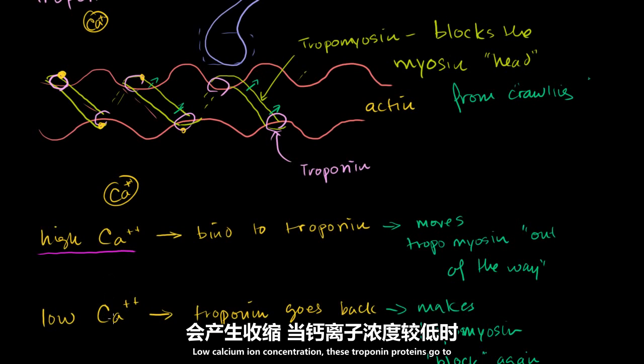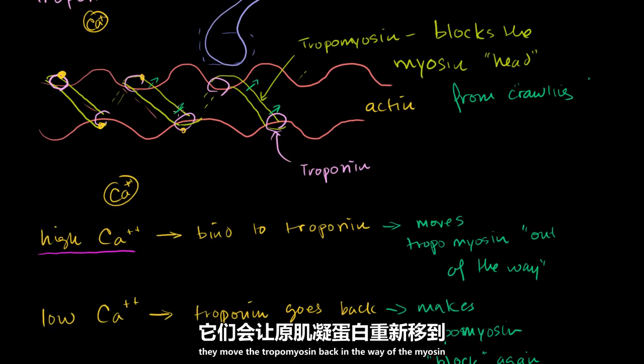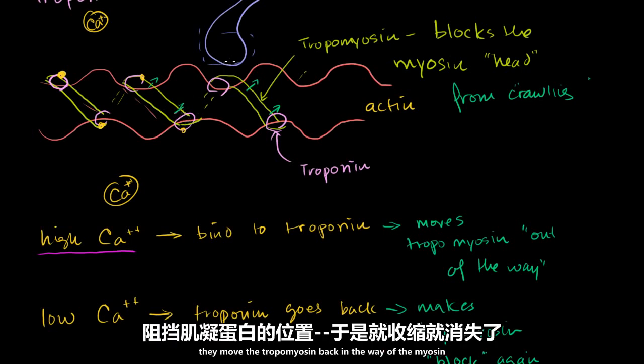Low calcium ion concentration, these troponin proteins go to their standard conformation, and they pull, or you can say they move the tropomyosin back in the way of the myosin heads, and we have no contraction. So this is muscle contraction. And then low calcium concentration, we could say relaxation.